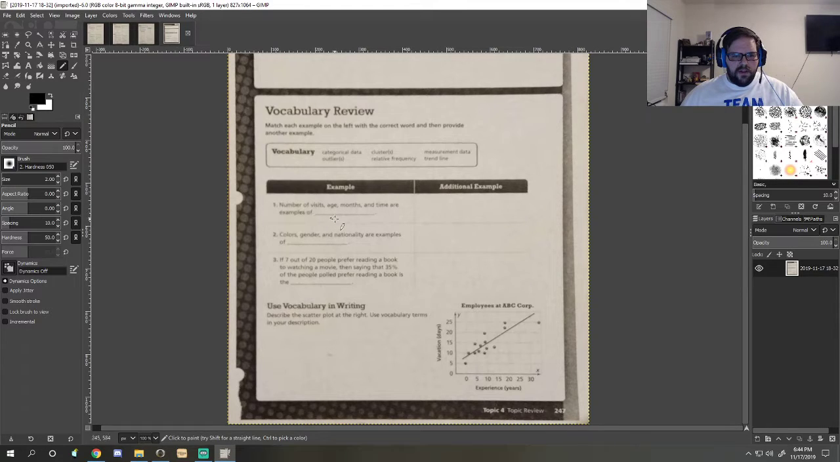Vocabulary. Number one says the number of visits, age, months, and times are examples of what? And if we look at our choices, we have categorical data, outliers, clusters, relative frequency, measurement data, and trend line. Number of visits, age, months, and times would be an example of measurement data.